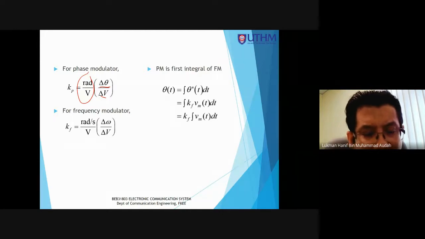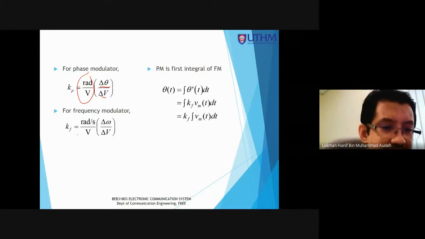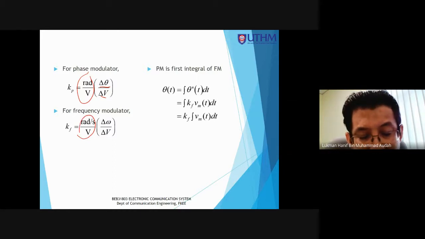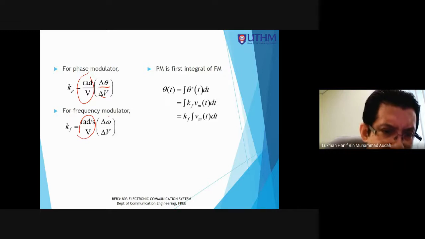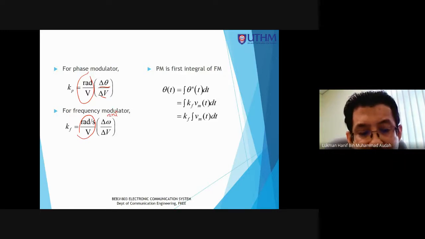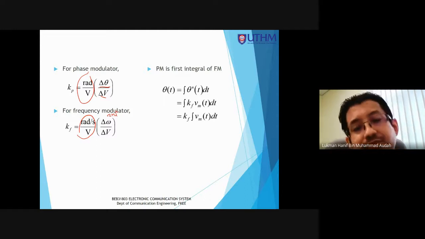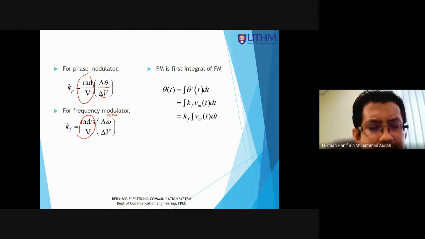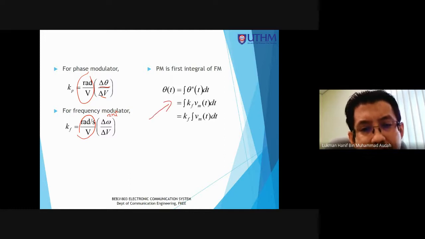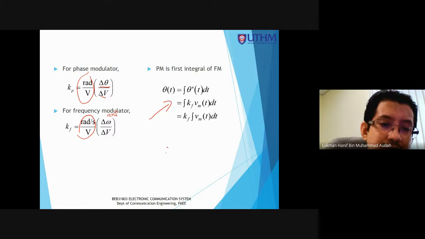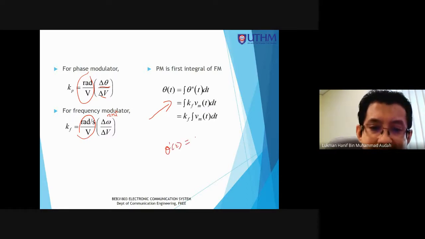Kemudian Kf, the unit is radian per second per volt. It is defined as the difference between omega. Omega is 2 pi f. Okay. The difference of omega parameters in the carrier divided by the difference of voltage of the carrier. Okay, perubahan omega carrier dibahagikan dengan perubahan voltage carrier. So kita dapat radian per second per volt. Nampak. Okay. Dan ini pun saya dah tunjukkan tadi lah. Kalau kita nak dapatkan theta prime t, kita buat pembezaan di theta t dt.